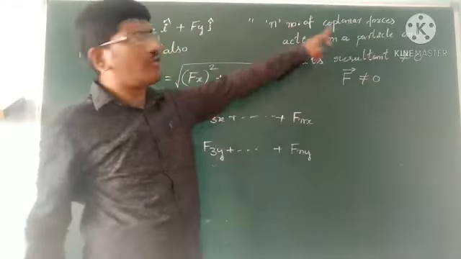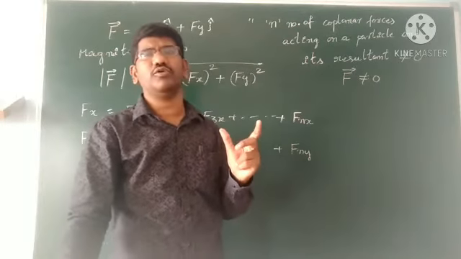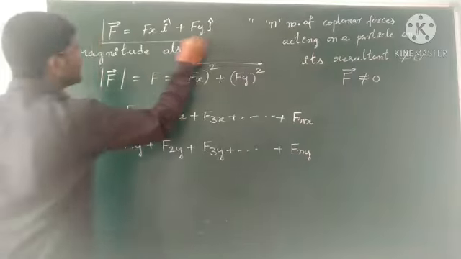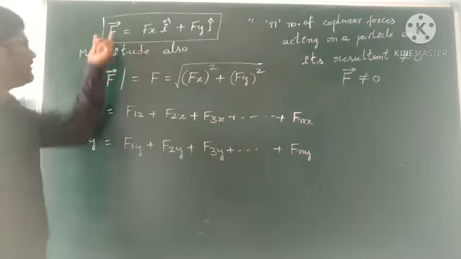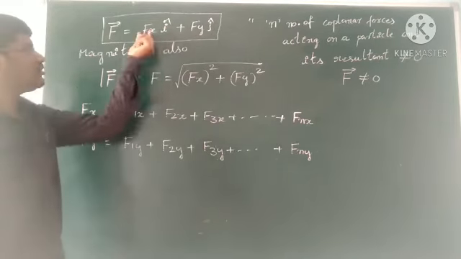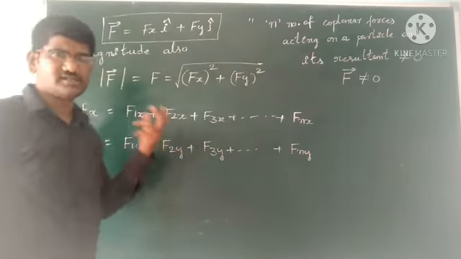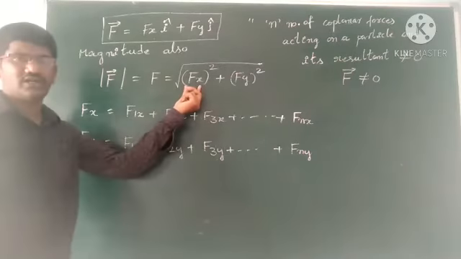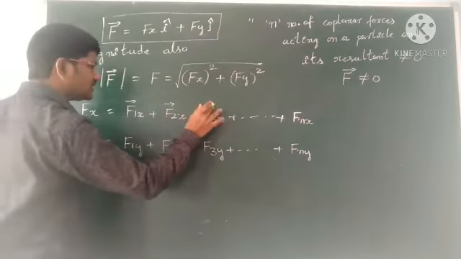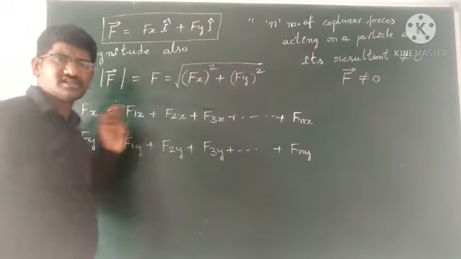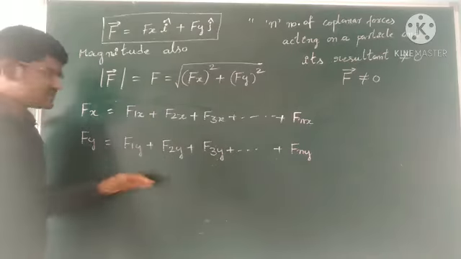So we have n number of coplanar forces acting on a particle and its resultant force is not equal to 0, then that resultant force can be written as F bar equal to Fx into i cap plus Fy into j cap. And here the magnitude of F bar is the square root of Fx squared plus Fy squared. If you want to write the components, how do I get the components? Fx is equal to F1x plus F2x plus F3x up to Fnx. Since components are scalars, you need not put any arrow mark.